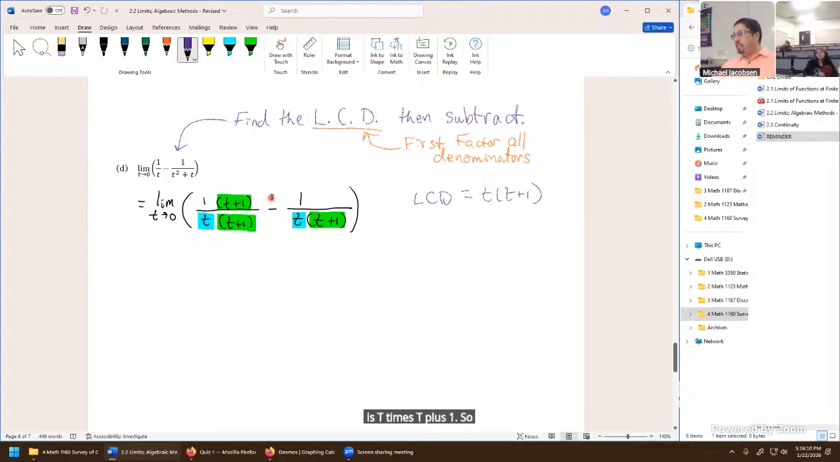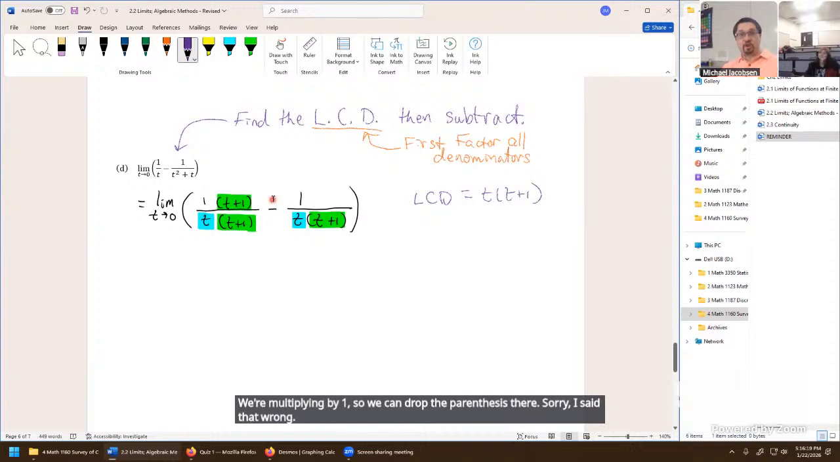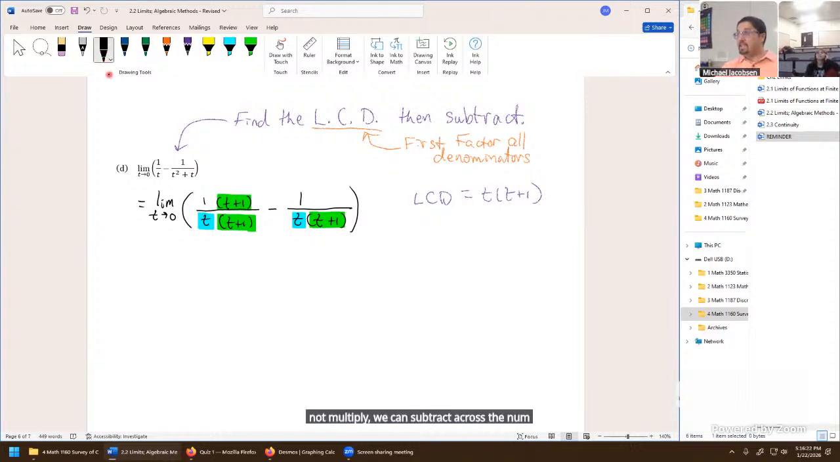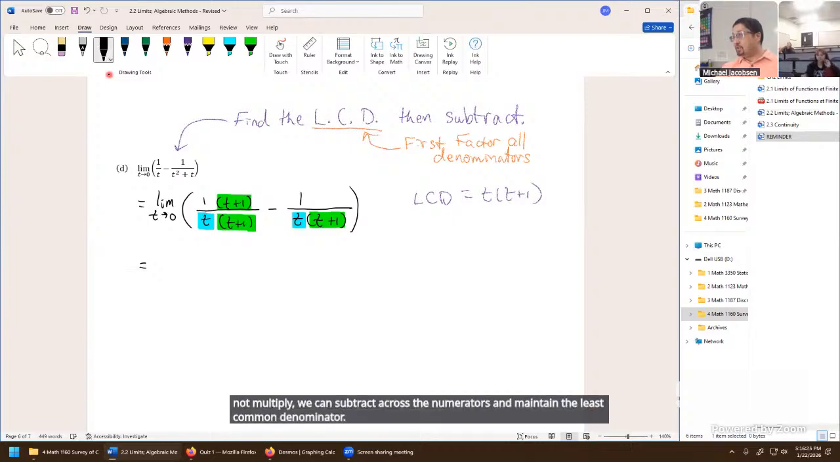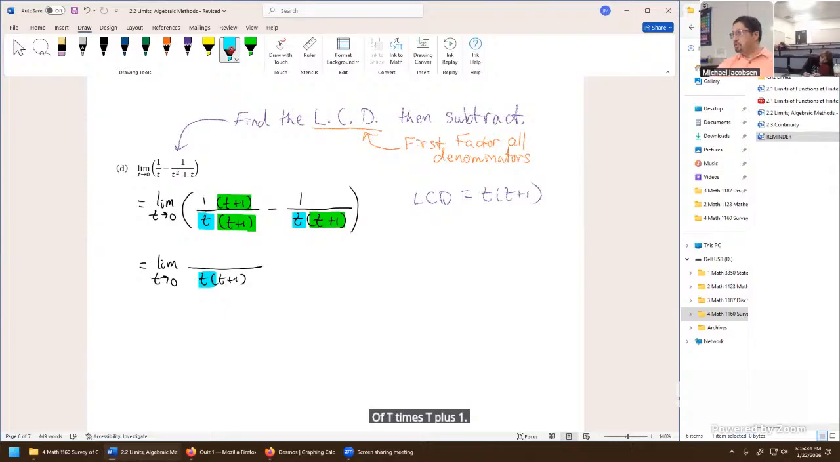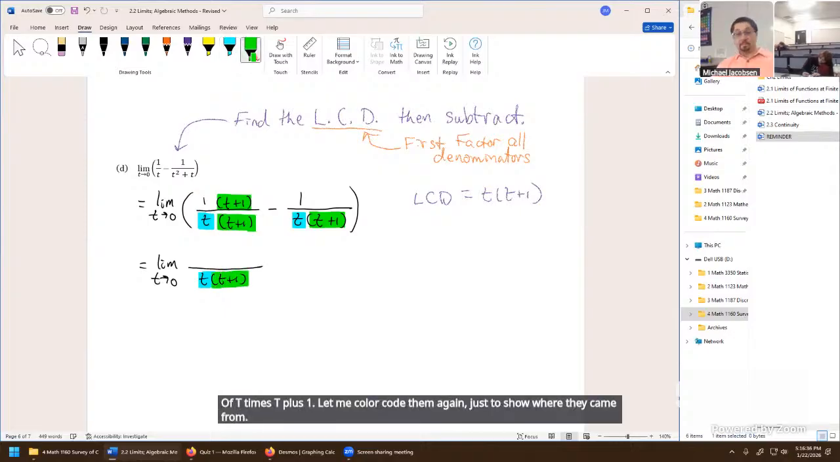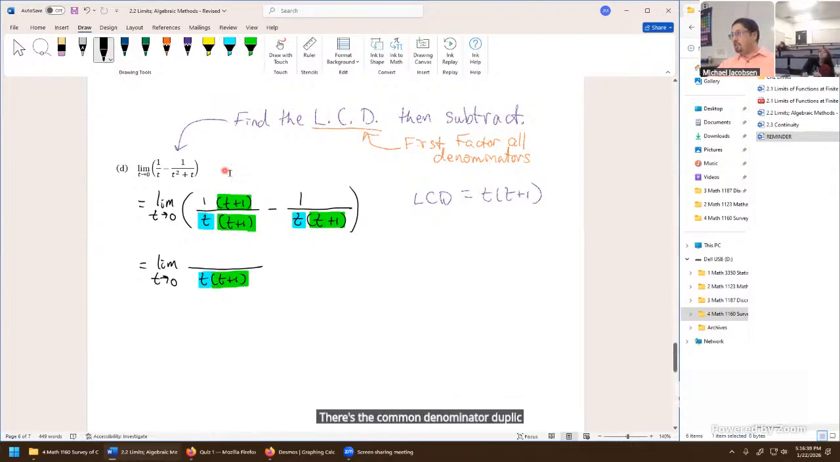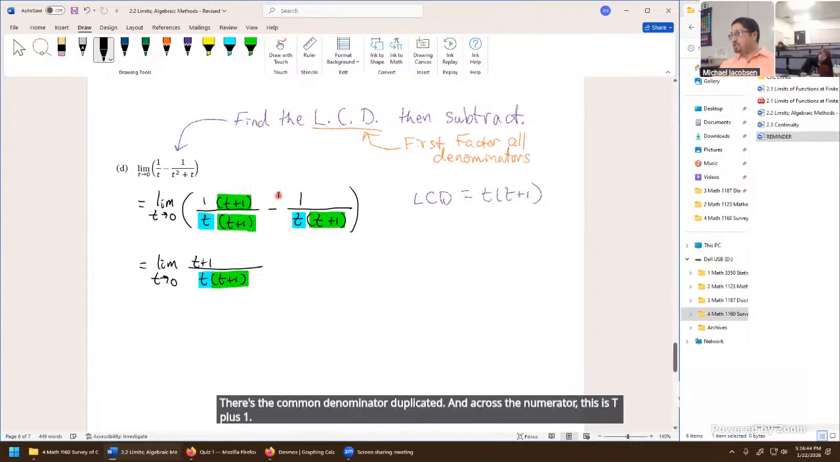So with that, we can just subtract cleanly across the numerator. Not multiply. We can subtract across the numerators and maintain the least common denominator. So this is going to now be the limit as t goes to 0 of t times t plus 1. Let me color code them again just to show where they came from. There's the common denominator duplicated. And across the numerator, this is t plus 1 minus 1.